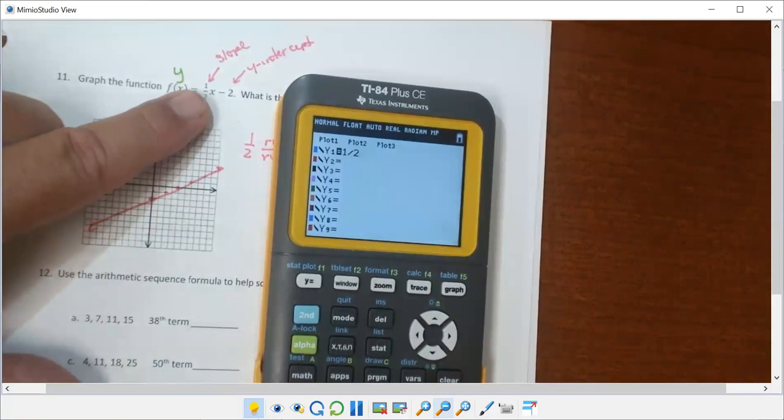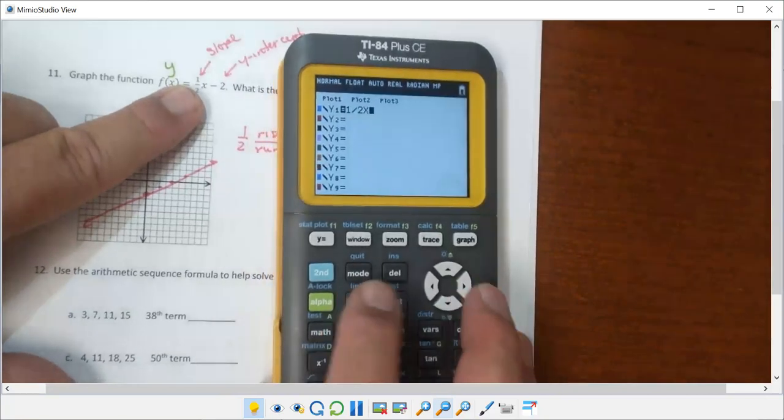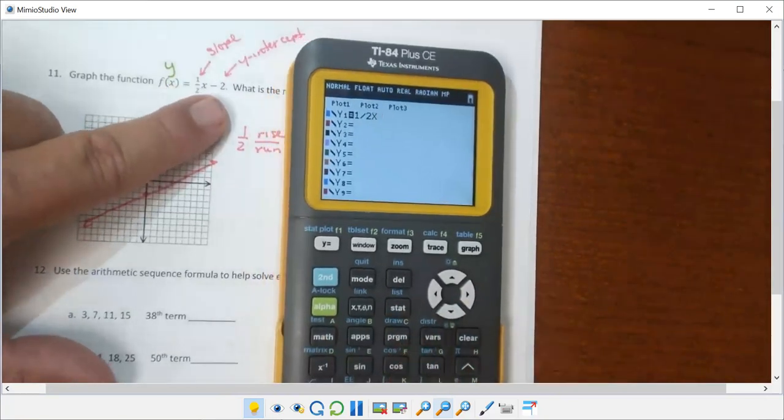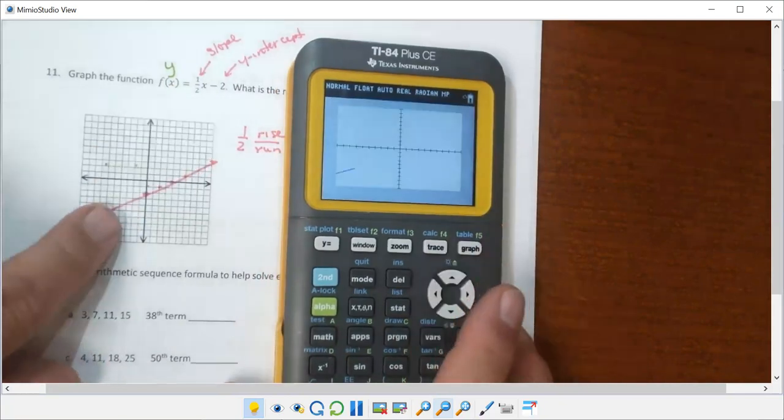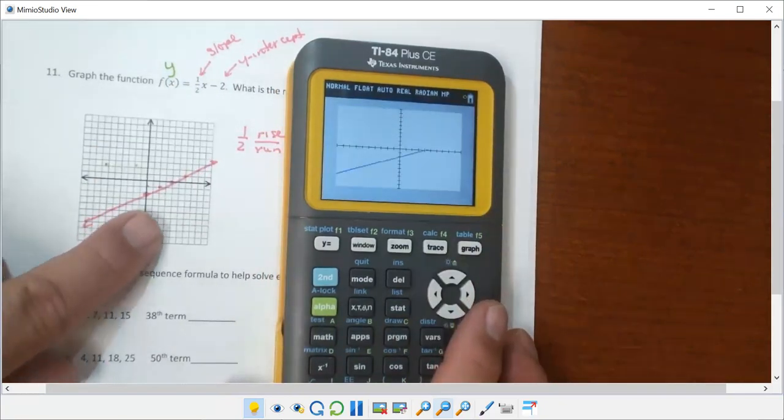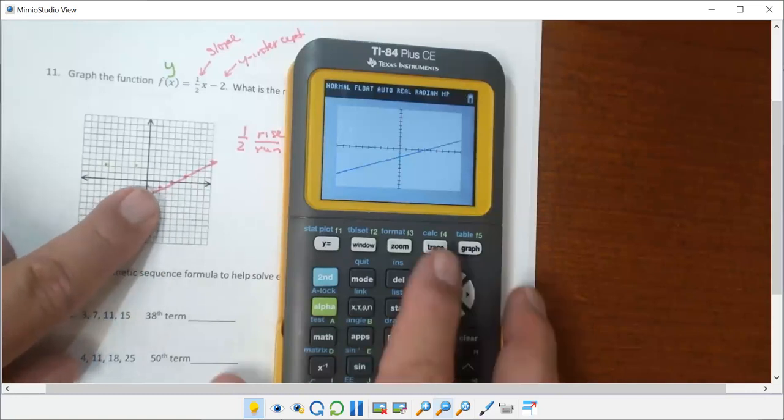I'm going to put the letter X. My letter X is right here. See this little button right next to the green one? If I hit this button right here, that puts the X in there. Then I'm going to subtract 2. All right, now, if I graph it, it should look very similar to what mine looks like. You see how it kind of goes below right here, just like that?